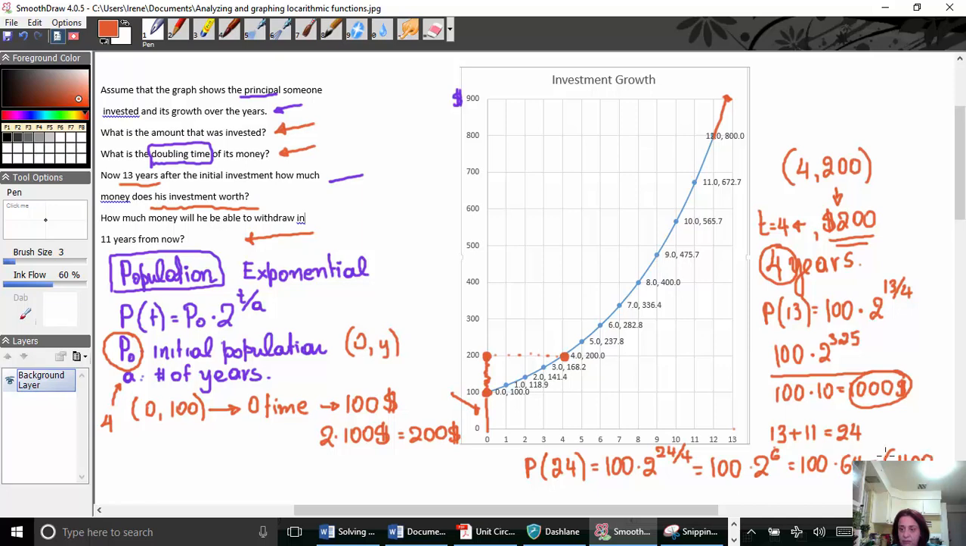That is $6,400. So, if you invest your money, $100, in an investment that doubles your money every 4 years, then in 24 years you are going to withdraw $6,400.